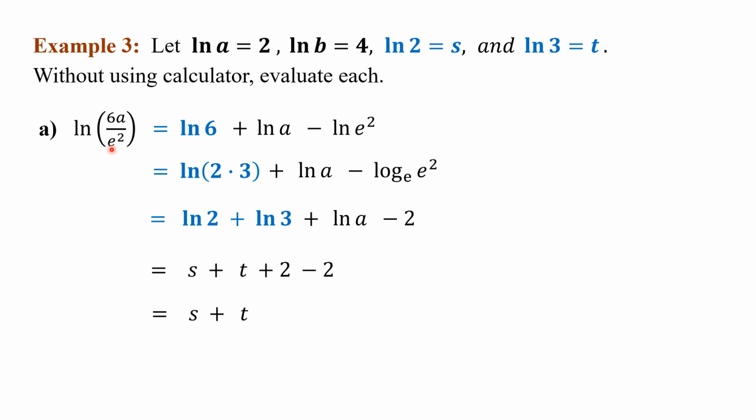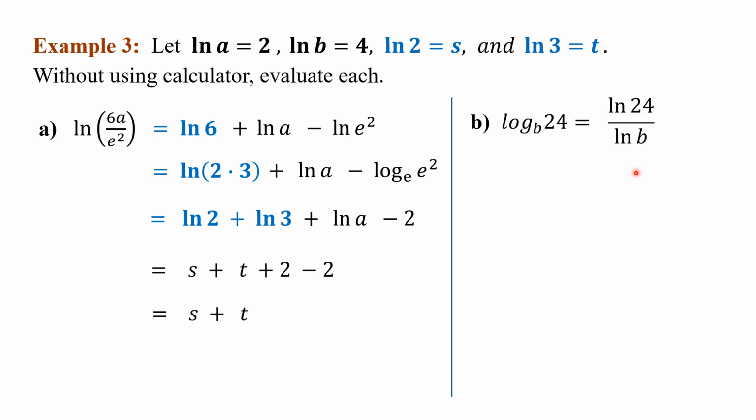For the last example, we are given log of 24 to the base b. Log base b is not ln. This is a logarithm with the base b. And in the given, there's no logarithm base b; it's everything with ln. So we can use the change of base formula, because what we want in this log base b of 24 is to change it to base e to make it ln. So we have ln of 24 divided by ln b.